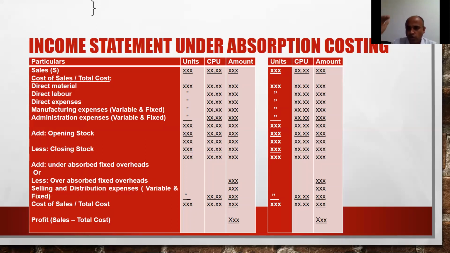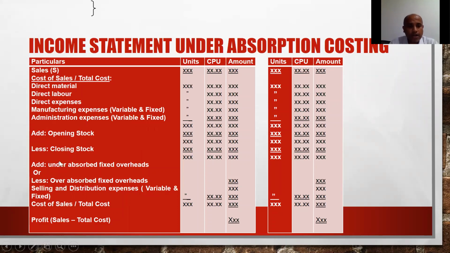So we are taking the total cost, except one cost which is taken later here. Can you see this? Selling and distribution expenses. Except selling and distribution expenses, the rest of all the things are added. That gives you total. To that you add opening stock and deduct the closing stock. Then there is something called under absorption or over absorption of fixed overheads. This point you will understand when we are doing the numerical only, so don't worry about it.